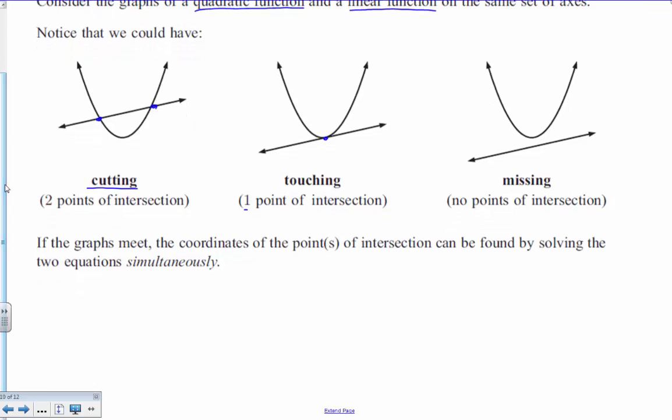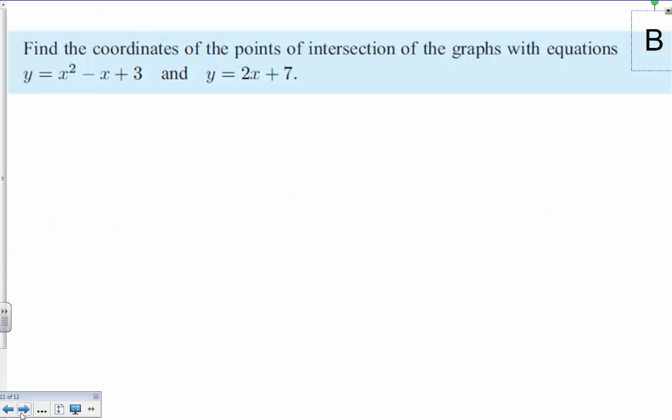Oh no, here we go. So how are we going to do that? Well, we'll take this particular example. We want to figure out the coordinates of the points of intersection of the graphs with the equations. So when does this meet this? The one thing that we can say is, I'm going to write it this way: y equals, I'm going to pause for a second, because y is equal to x squared minus x plus 3, but y is also equal to 2x plus 7.